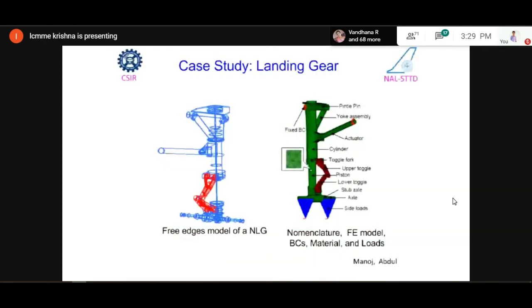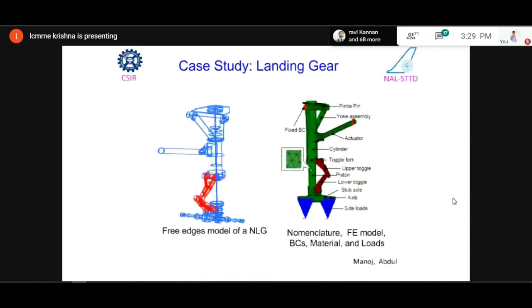Now I'm coming to the next problem, a case study of a landing gear. Here we can see the free edges of a landing gear, which has been imported from a CAD model. Then we have done an FEA model. This is a tetrahedral mesh where we have a fixed boundary condition on the pintle pin as well as the actuator. These 2 points are fixed, and we have put loading on the axle: a side load, the normal load, and the drag load. All 3 loads have been put here.